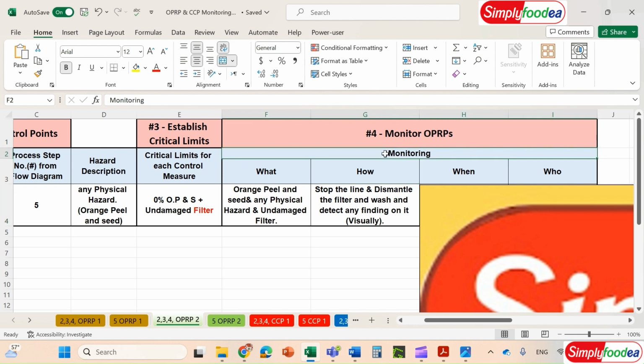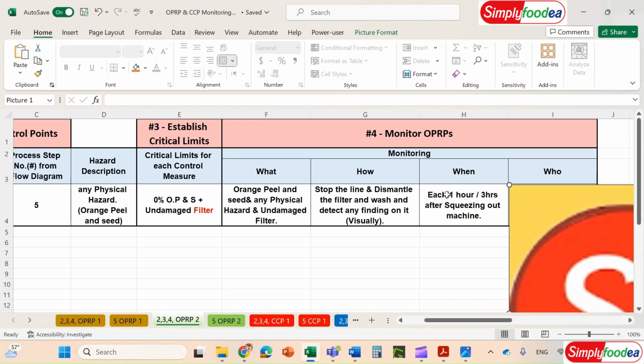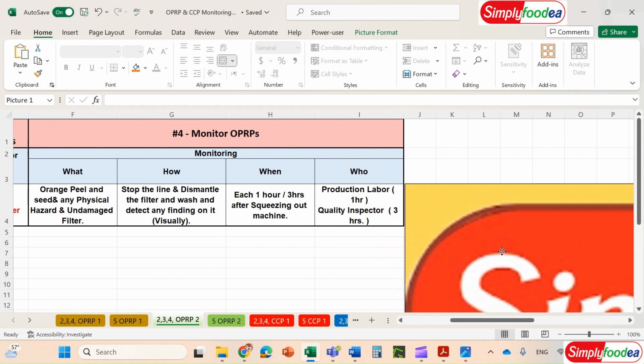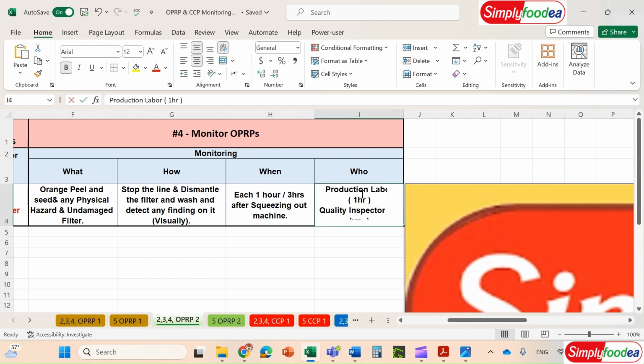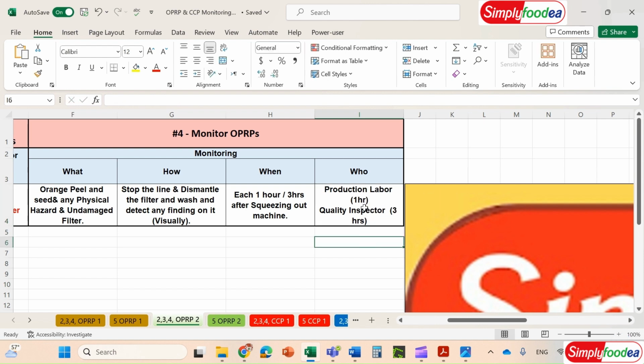I am monitoring the filtering process either visually or by stopping the line and looking directly at the filter after cleaning it. When am I monitoring? For example, each hour or each 3 hours after the squeezing machine. And who is responsible for the monitoring? I'm saying that the production labor is responsible for the monitoring each hour, and the quality inspector is also responsible for the monitoring, for each 3 hours.